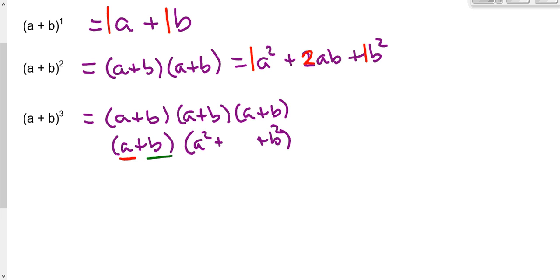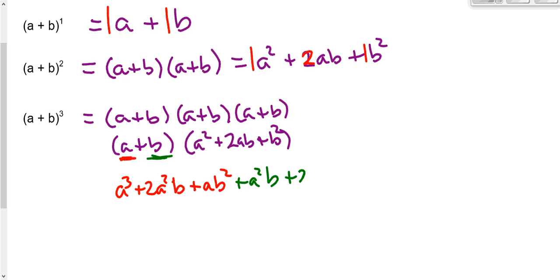Okay, I left something out of this. Sorry about that. Okay, going back, the first a I'm multiplying by all 3, so I get a cubed plus 2a squared b plus ab squared, and now I'm multiplying the b times all 3, and I have a squared b plus 2ab squared plus b cubed.